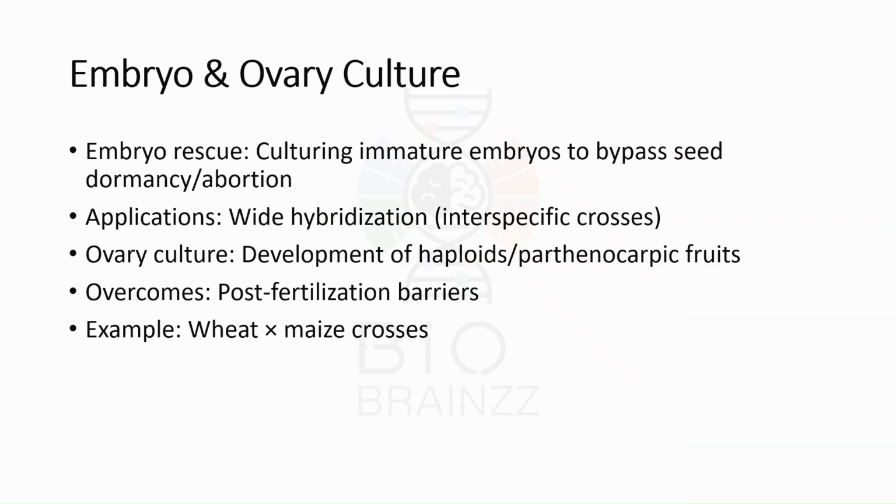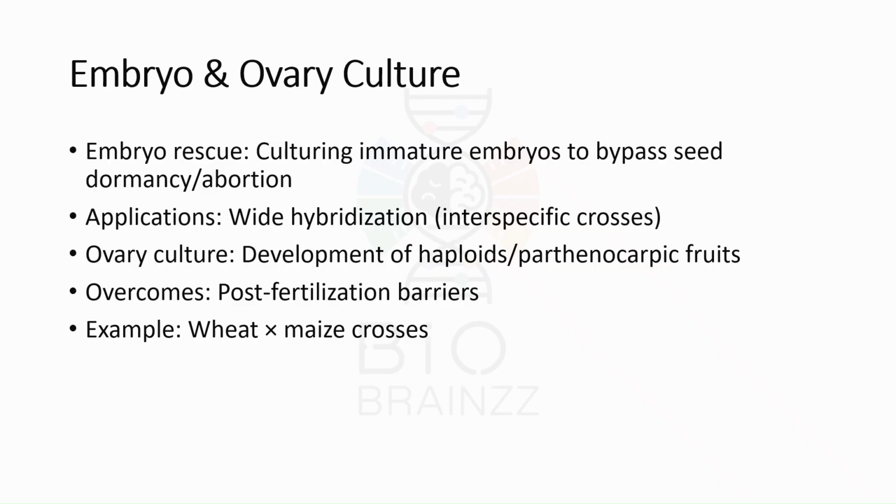Embryo culture, also known as embryo rescue, involves culturing immature embryos to overcome seed dormancy or abortion, especially in wide hybridization processes. The technique is crucial when normal seed development fails due to genetic incompatibility. It allows the successful development of hybrids that would otherwise not survive under natural conditions.